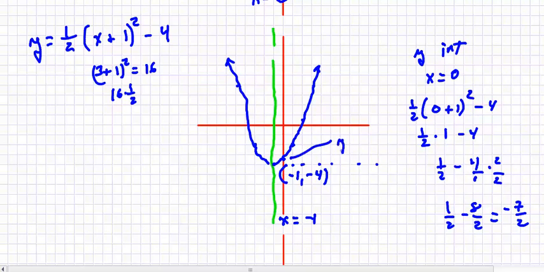So my y-intercept is -7/2. And we're done.